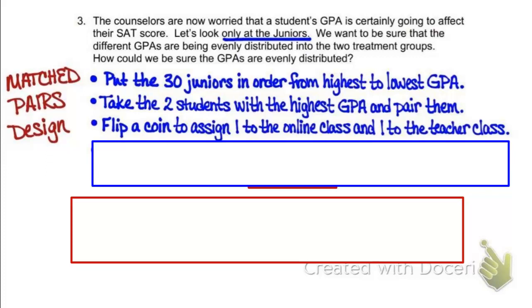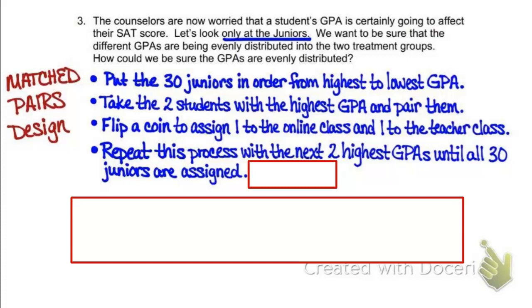I will tell you on the AP exam, they want to know not just flip a coin and 1 goes here, 1 goes there. They want you to tell them specifically. I'm going to flip that coin. If it lands on heads, the one with the higher GPA goes to my online class. If it lands on tails, the one with the higher GPA goes to the teacher-led class. The other student would go to the unselected one. You have to be very, very clear. Again, this has to be like 2nd grade level directions. Tell them specifically. There should be no thinking involved for the person that's trying to execute your plan. They don't have to intuit everything. All the directions are there.